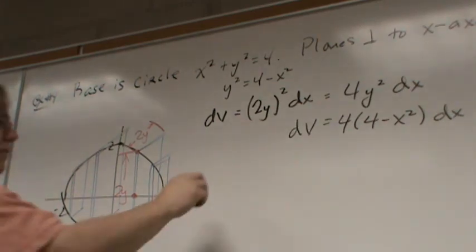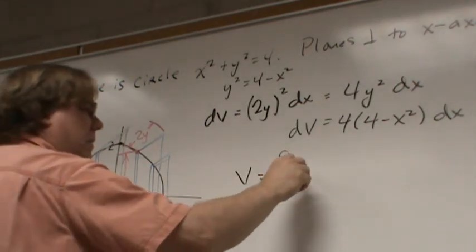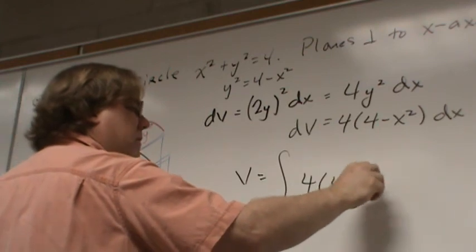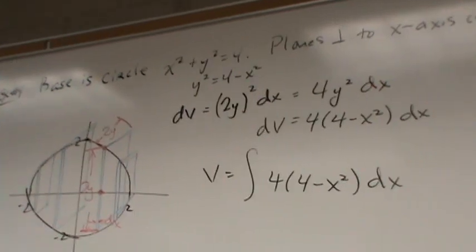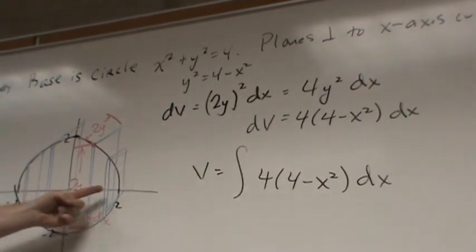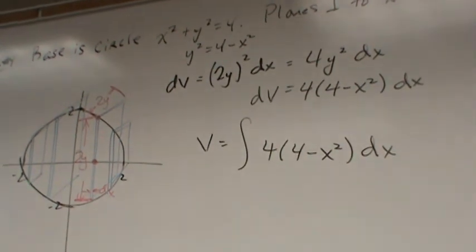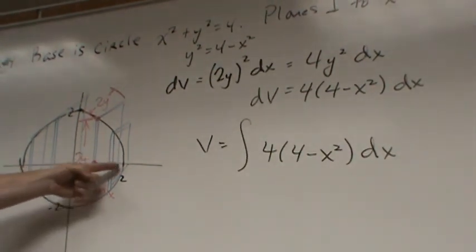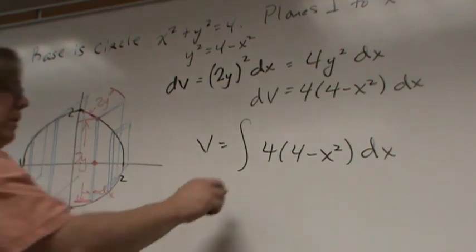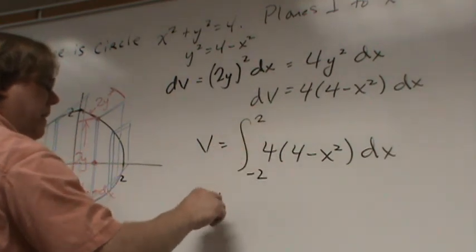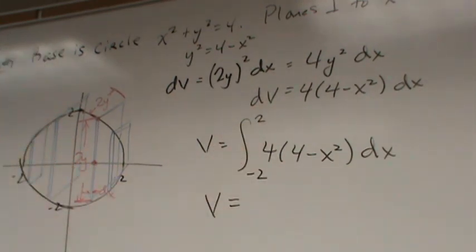Now I just get the volume by integrating. So I got 4 times 4 minus x squared dx. And what are the bounds of my integral going to be? Negative 2 to 2. Thank you very much, Fatima. Yeah, negative 2 to 2, because that's where I got squares. Now, what if I went from 0 to 2? What would I have to do to my answer? Yeah, double it, and that's fine too. However you want to do it, I'm going to go negative 2 to 2, because sometimes when I do that double it thing, I forget to double it, and then I get only half.